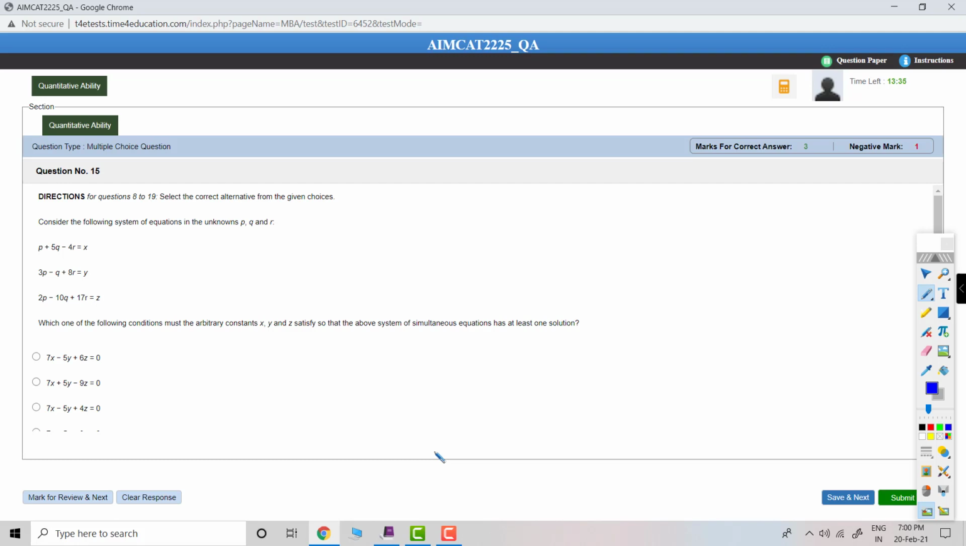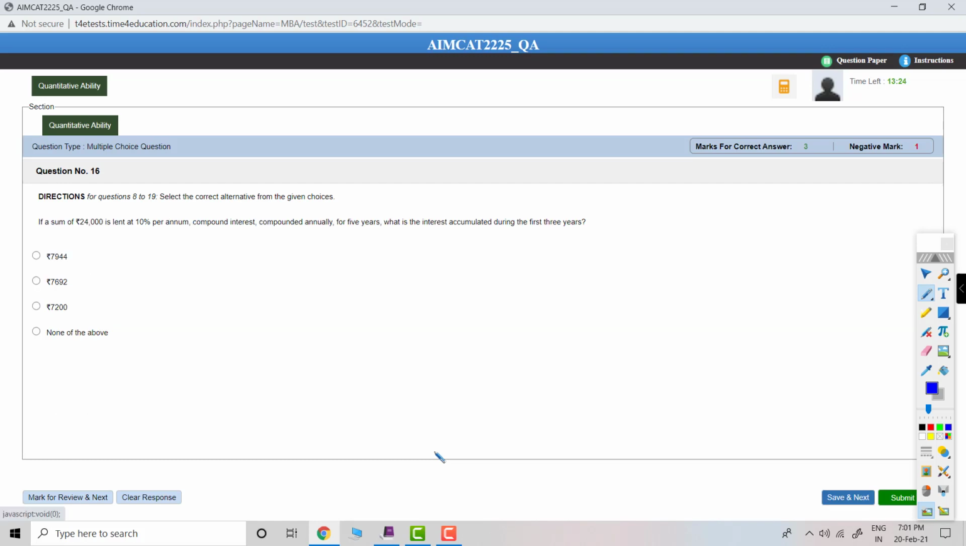Now look here, this question again looks very lengthy, so it's better if we neglect this. Let's do it later on if time permits. Then question number 16. Let's have a look at this question.